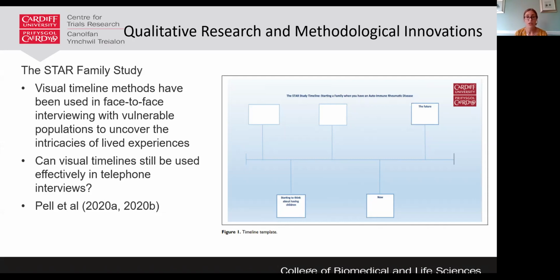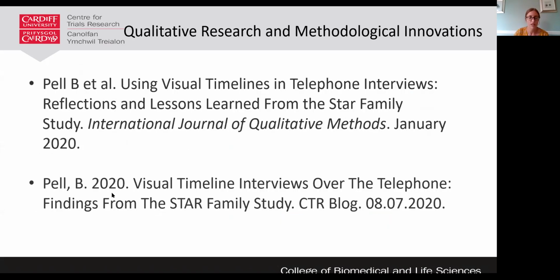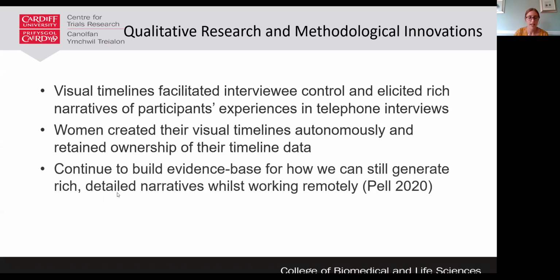The question was though, so this is a useful method to use, but can visual timelines still be used effectively in telephone interviews? Because this particular study wanted to carry out some telephone interviews with geographically diverse participants to make sure they reached a wide range of people. So this was the question to be asked, and Bethan Pell has written recently on this, and the quick answer is she found that yes, the visual timeline method can be used within telephone interviews.